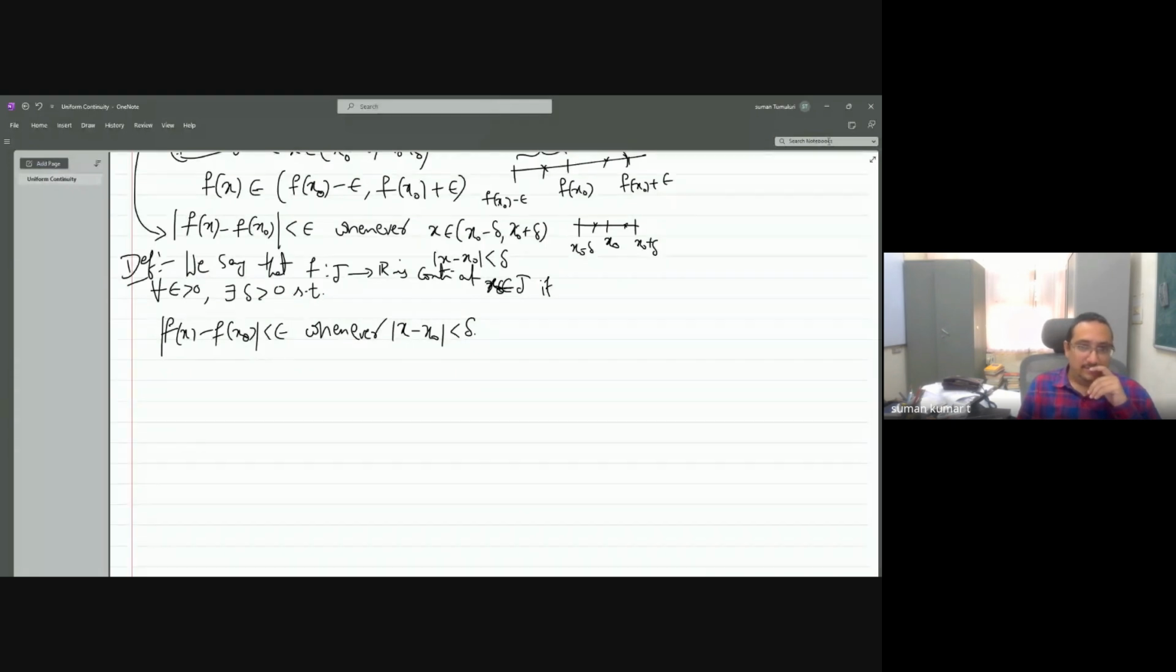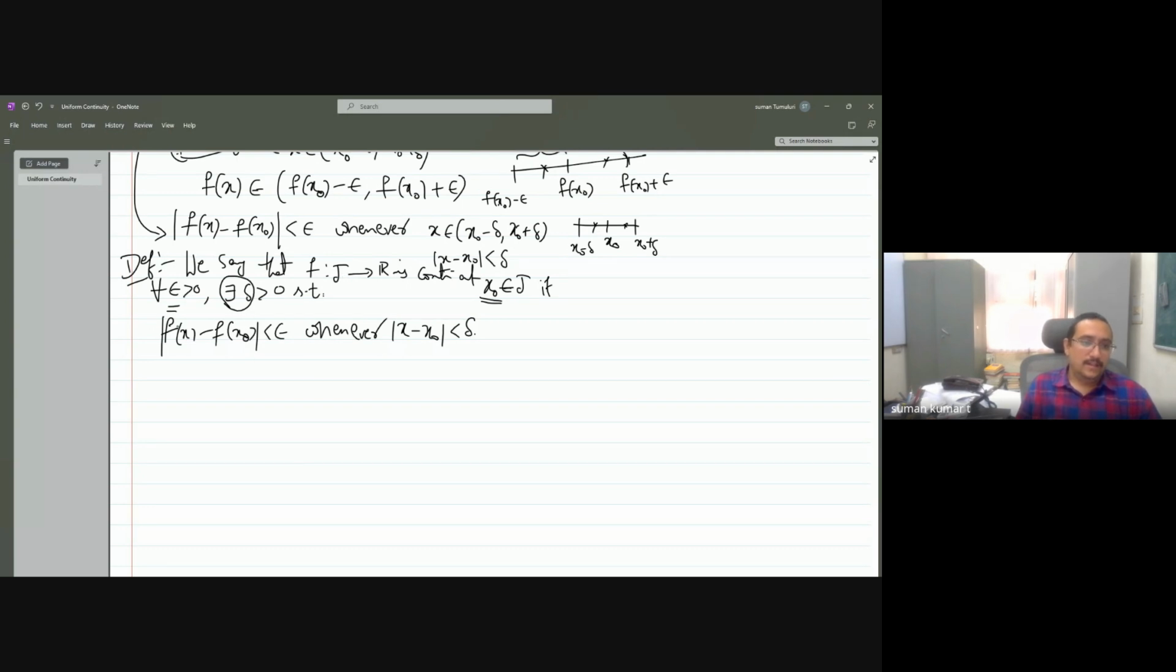Here, I would like to emphasize two things. The first one is this delta depends on x naught as well as epsilon.